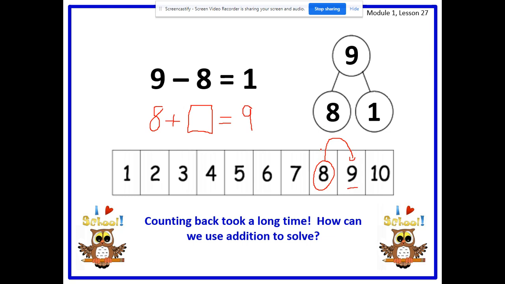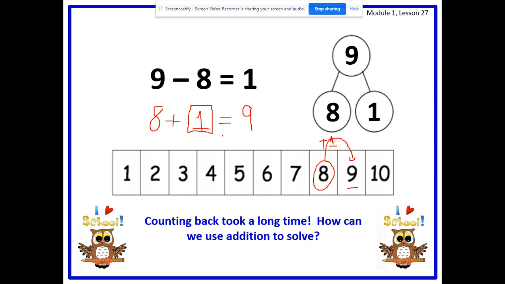So how many did we count in order to solve? How many times did we have to hop? Get ready. 1, right? So we write plus 1 at the top of our hopping mark. And that shows us that, yes, our answer of 9 minus 8 equals 1 is right? Because 8 plus 1 equals 9.